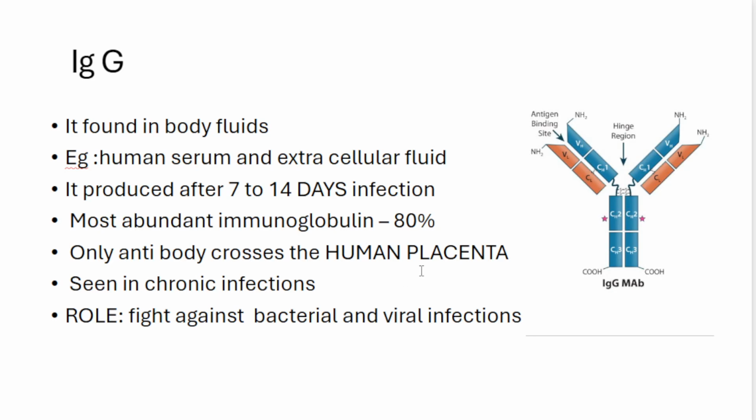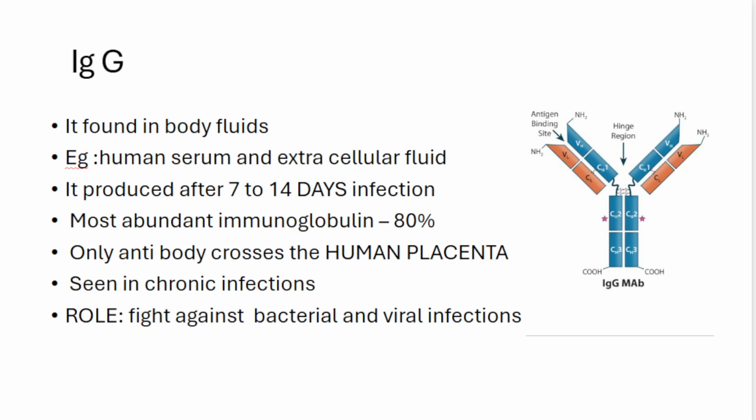IgG can cross the placenta from mother to baby, and is seen in chronic infections also. In the secondary response, the immunoglobulin is IgG. If any person is suffering from long-term infections, there will be IgG positivity. The role is to fight against bacterial and viral infections.